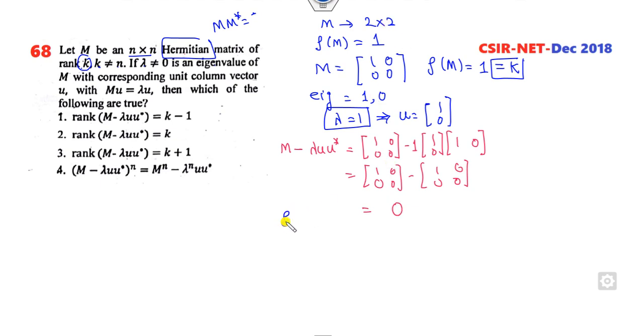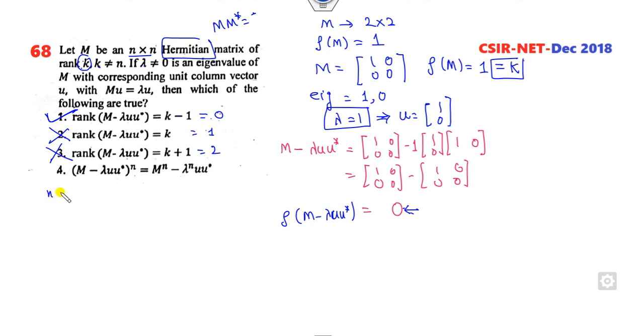So what is the rank of M minus lambda u u star? Again it's 0, because the rank of this is 0. So how can you relate them with k? If k is 1, it's 2. So the rank is 0. These options are cancelled.